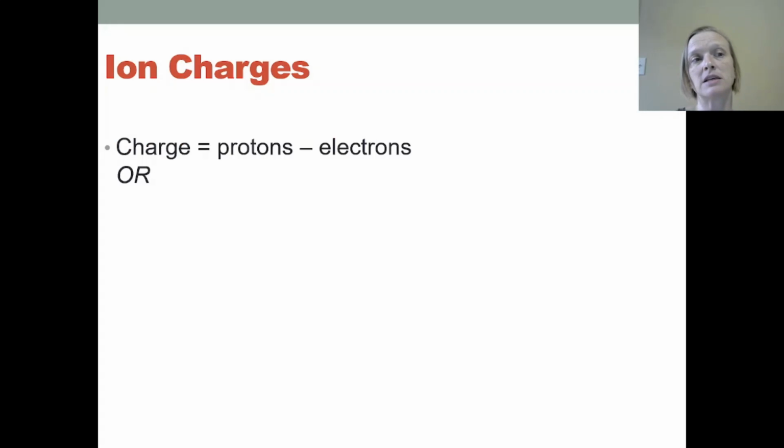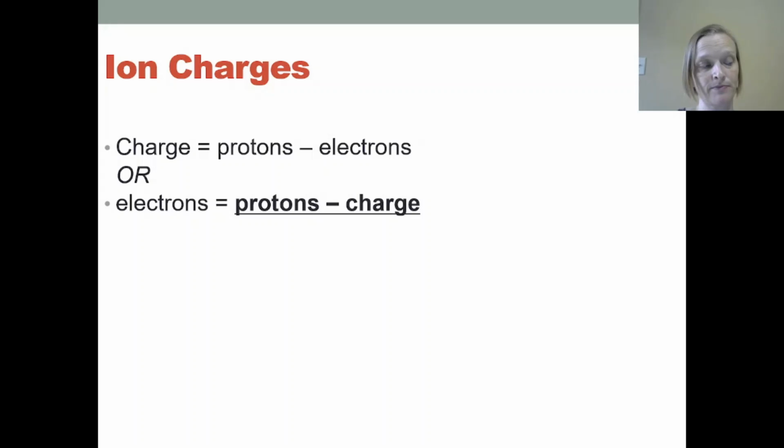Looking at ion charges. How do we deal with ion charges? Well, remember, charge depends on the protons and the electrons. Protons are positive, electrons are negative. So you can calculate the charge by doing the protons minus the electrons. Hopefully that makes sense. You subtract the electrons because electrons are negative.